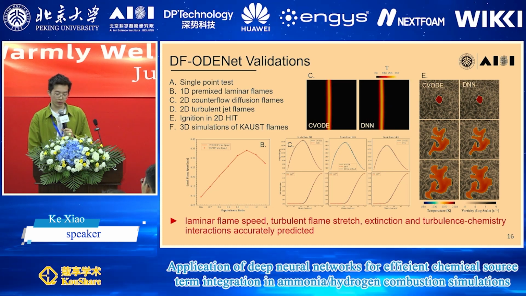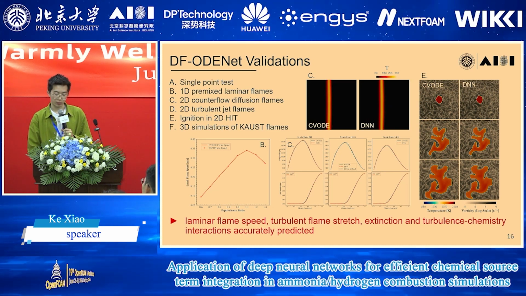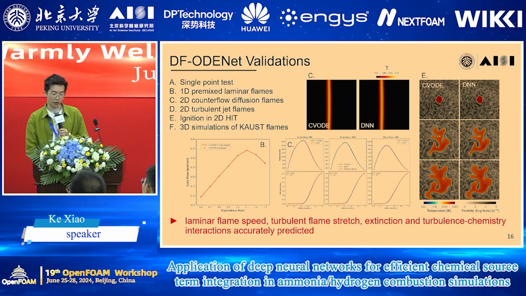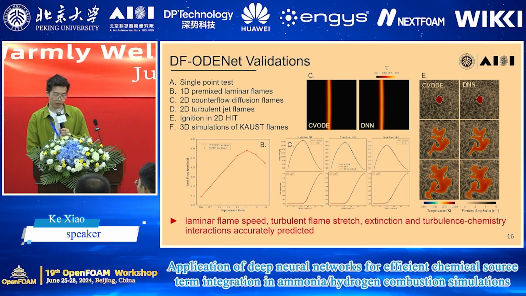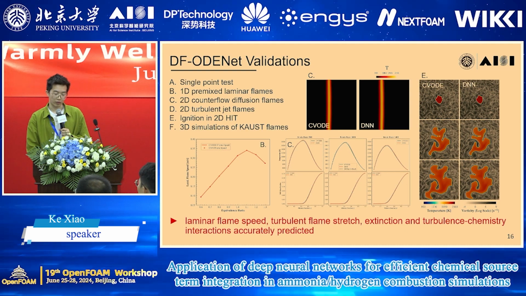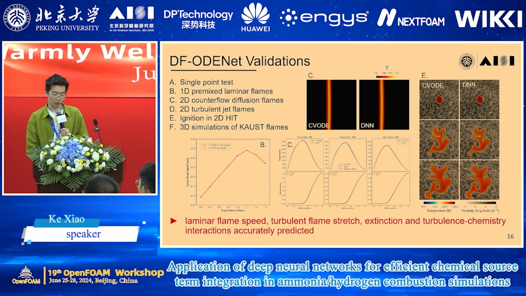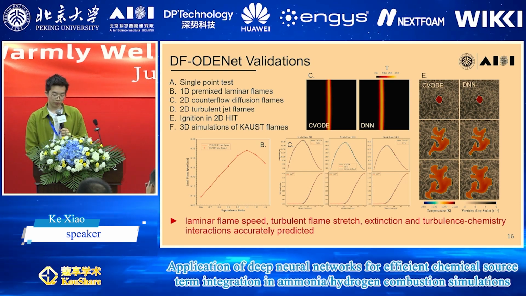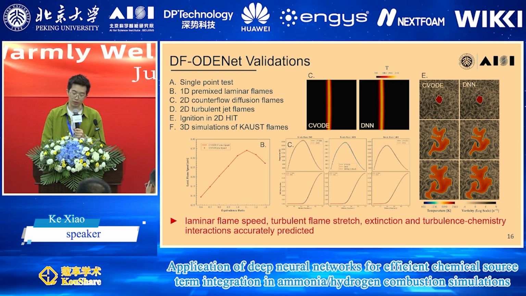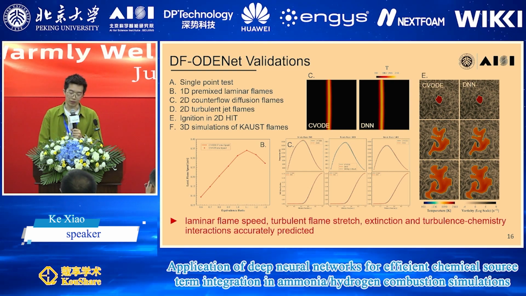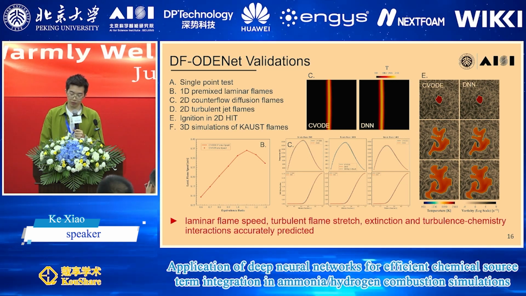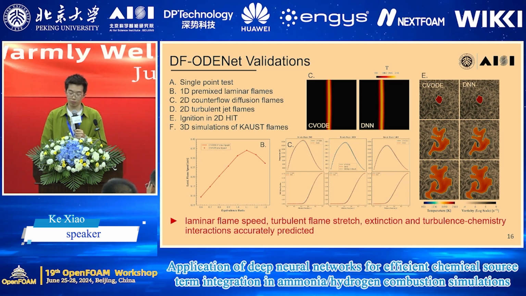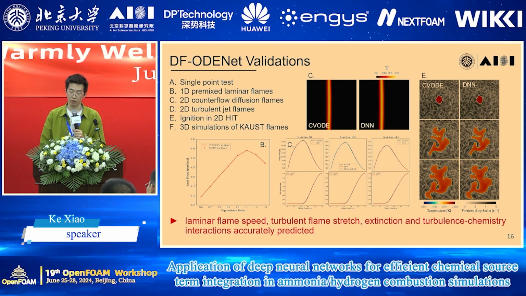Here we show the results of laminar flame speeds in one-dimensional premixed laminar flames with different equivalence ratios. And in the middle, we have scalar descriptions of the flame front in two-dimensional counterflow diffusion flames and contour plots of temperature and vorticity in our two-dimensional HIT ignition. We were able to achieve great overall consistency with the results obtained by direct integration. These validations confirm that our DFOD models accurately predict both basic flame properties and complex interactions between turbulence and chemistry.